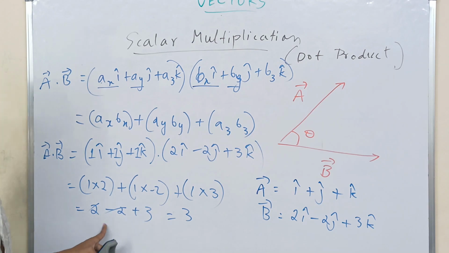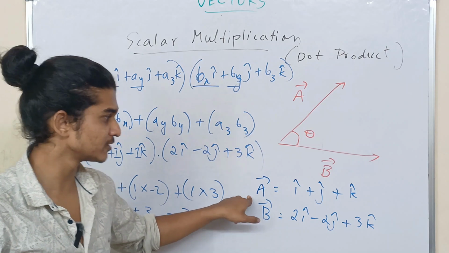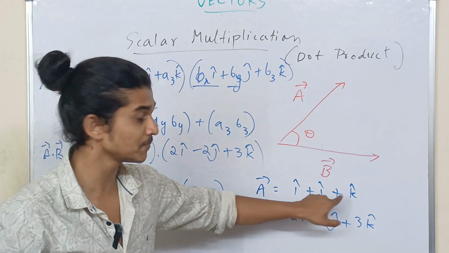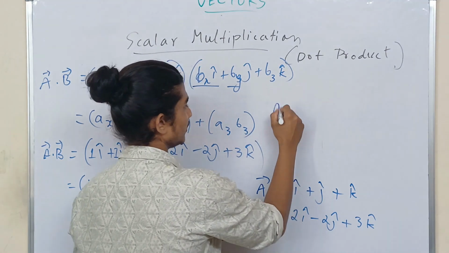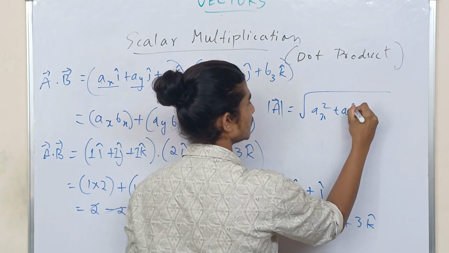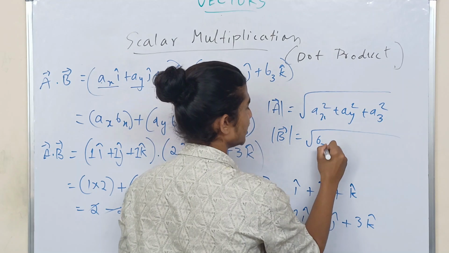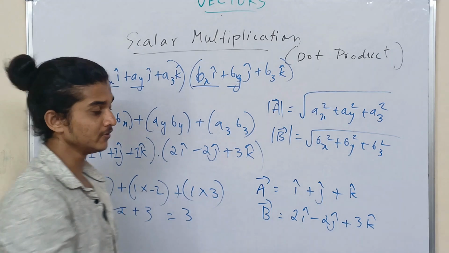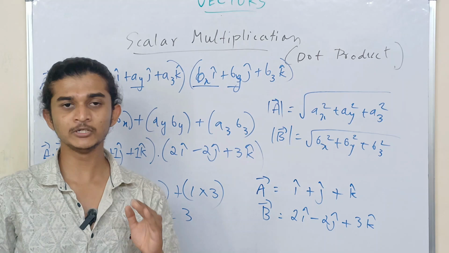Now this particular method could be used to find the angle between two vectors. You can find the magnitude of a vector using the square root of ax square plus ay square plus az square. For example, the magnitude of a could be found using root of ax square plus ay square plus az square, whereas the magnitude of b could be found using bx square plus by square plus bz square. So this is how you find the magnitude, and this is how you find the dot product. So this particular data could be used to find the angle between two vectors.